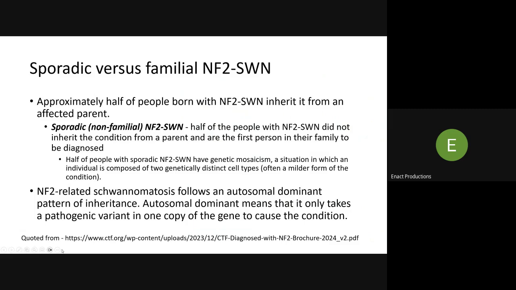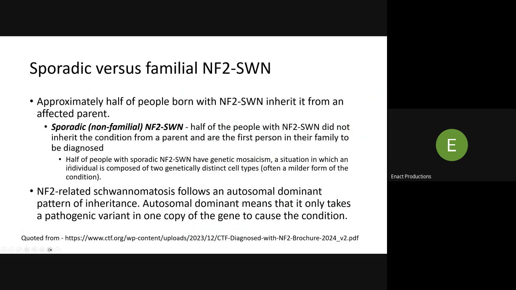So we did talk a little bit about sporadic, and sporadic again is when you develop the mutation after birth. That is in comparison to familial mutation. Familial means that it was inherited and you've had it since birth. You've had this mutation since birth. So about half of the people born with the NF2 schwannomatosis inherit it from an affected parent. And for the alternative one, the sporadic one, that would be the other half that did not inherit it from a parent, and they're often the first in their family to be diagnosed.